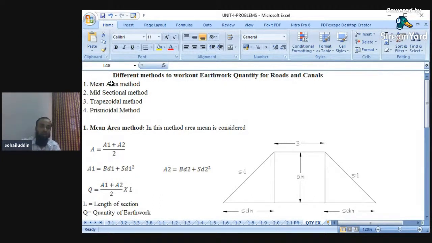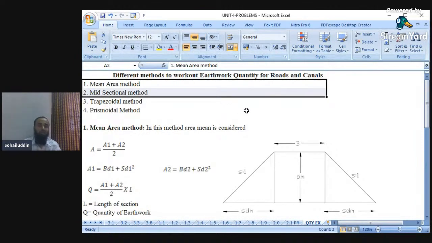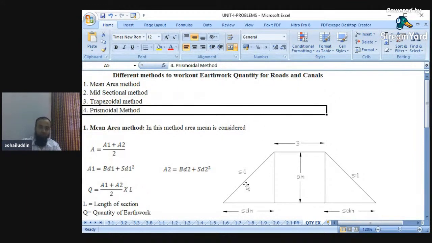That is the mean area method and the mid-sectional method. The mid-sectional area method and the mid-sectional method are one and the same. These two methods are most important. The first is the mean area method. Mean area is nothing but the addition of two areas, A1 plus A2, divided by 2. If there are two areas we are covering, it is just the mean of these.